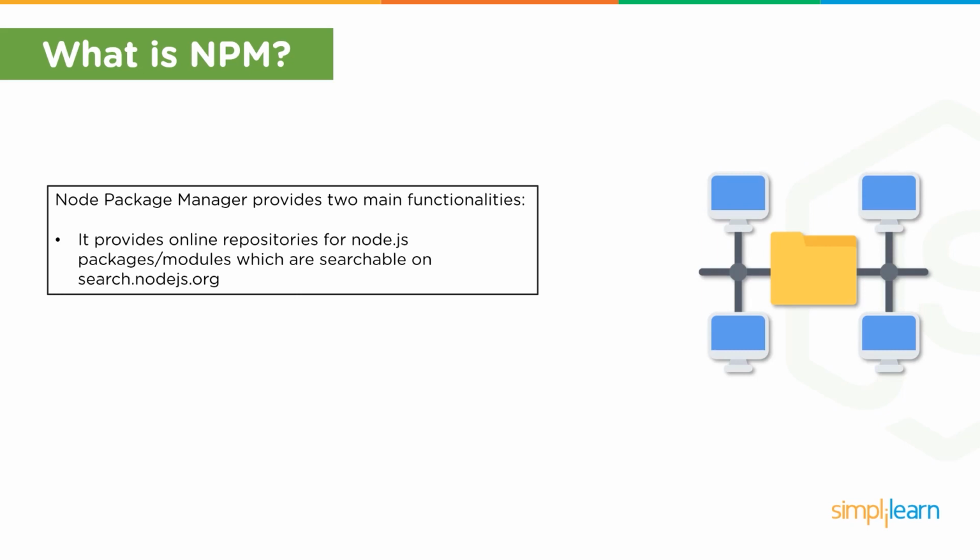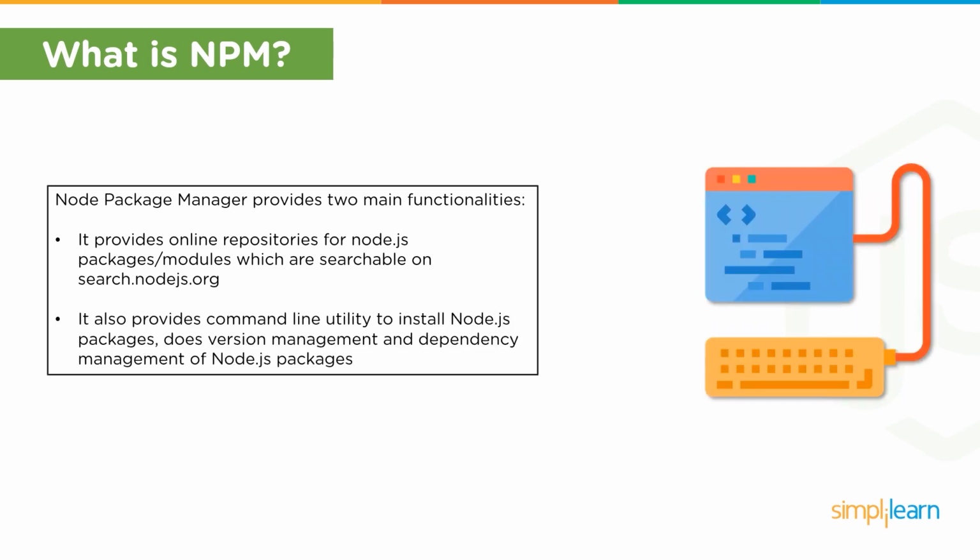The first is that it is a central repository for all packages and modules, which you can then search through online. You can go to search.nodejs.org and find all of the packages and modules that are out there. The second is that it's also a command line or terminal utility that allows you to install those packages, so you can see the version management and dependencies within those packages, and you can control the packages themselves.